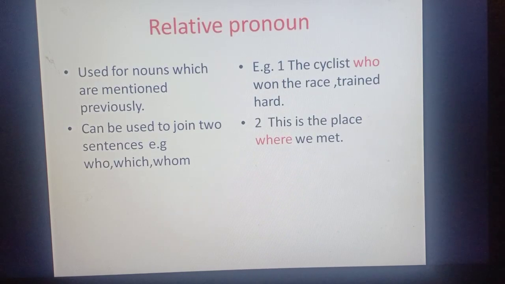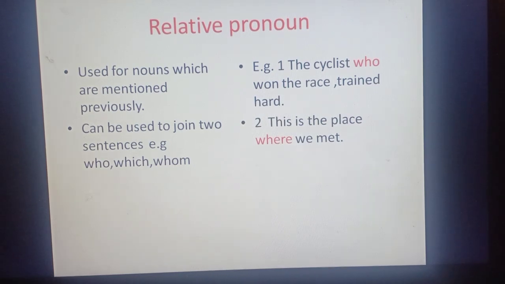Relative pronoun. It's mainly used when a single person is involved in both the situations and the two situations are linked. So let's say its definition: used for nouns which are mentioned previously, can be used to join two sentences. Example, who, which, whom. Example 1. The cyclist who won the race trained hard. The cyclist is the same person.